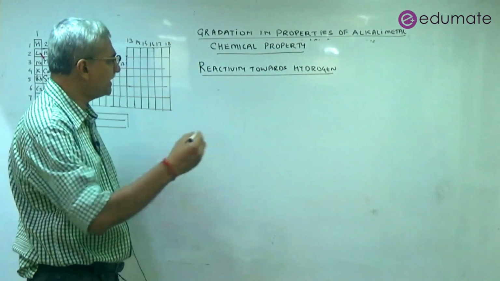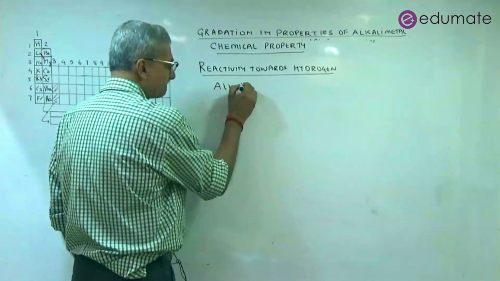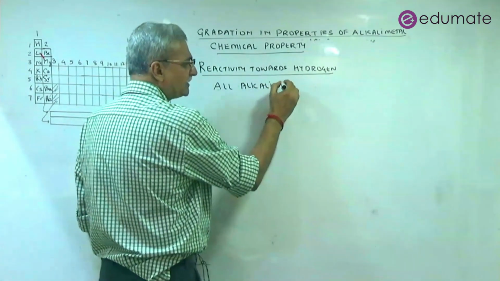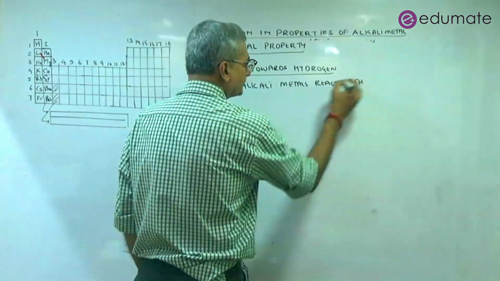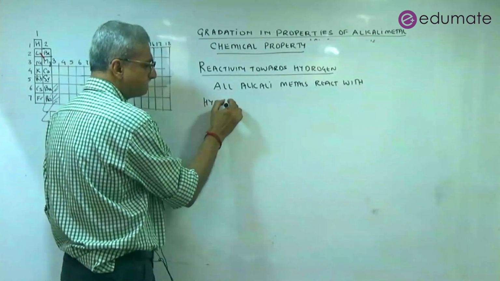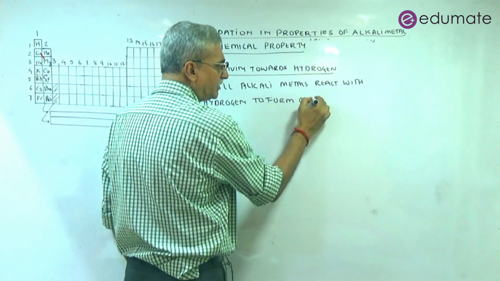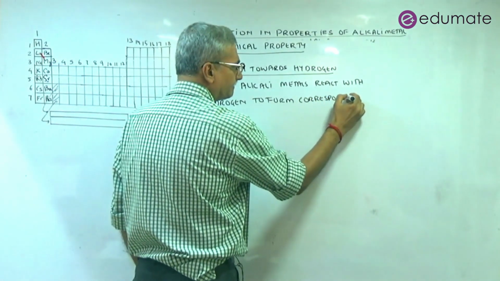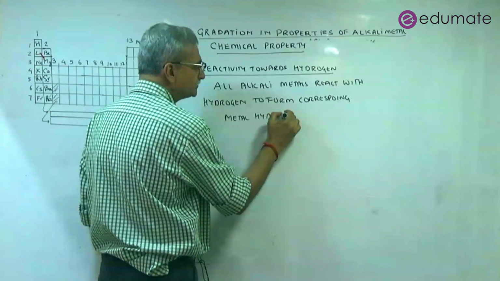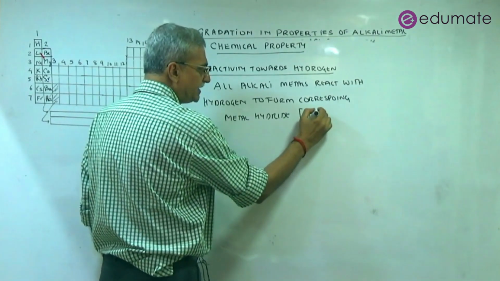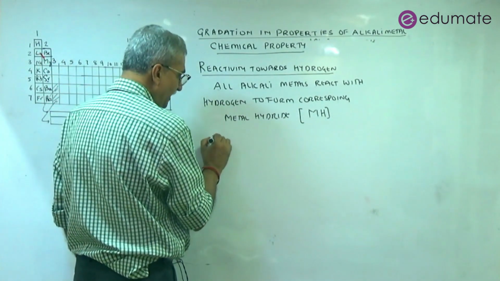We now talk about reaction of these alkali metals towards hydrogen. All alkali metals react with hydrogen to form their corresponding metal hydride. General formula of the metal hydride is MH.